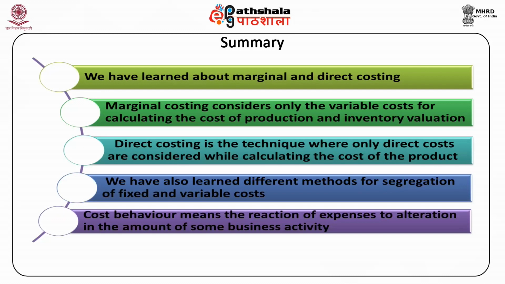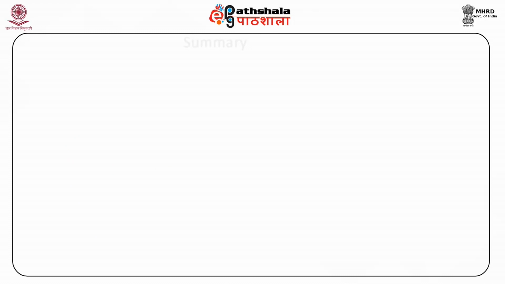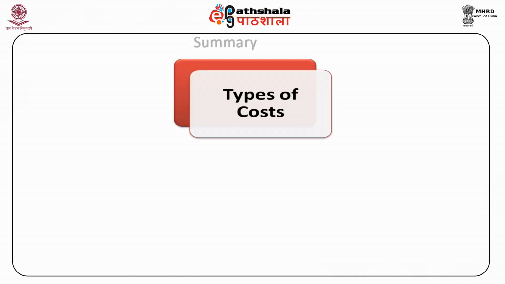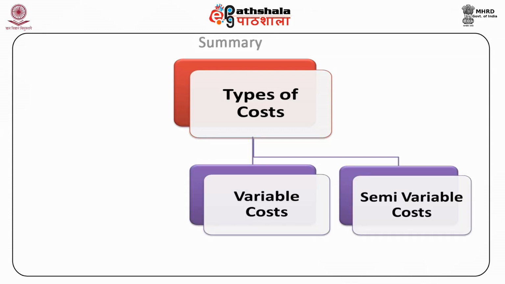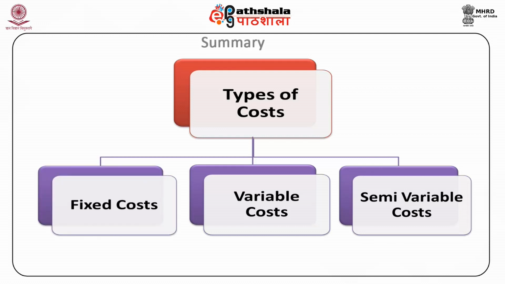Cost behavior means the reaction of expenses to alteration in the amount of some business activity. In simple words, how cost is changing when there is some change in the output. In the short term, we have three different kinds of costs, namely variable, semi-variable, and fixed cost.